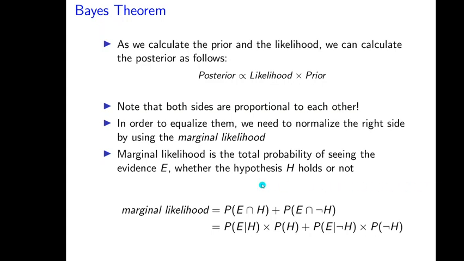Note here that the first term in the marginal likelihood is expressed as the likelihood times the prior. The second term of the marginal likelihood is expressed by the complement of the likelihood times the complement of the prior.